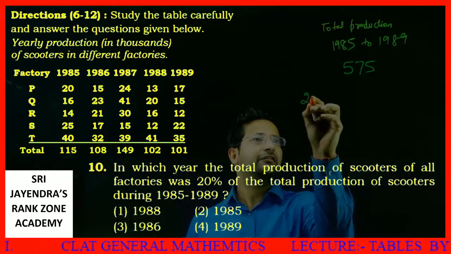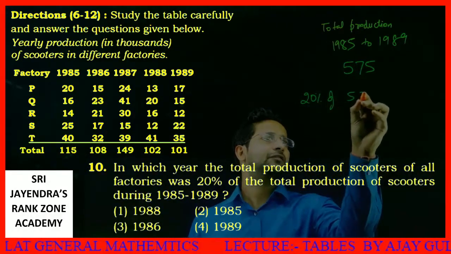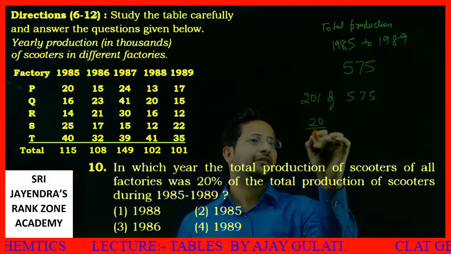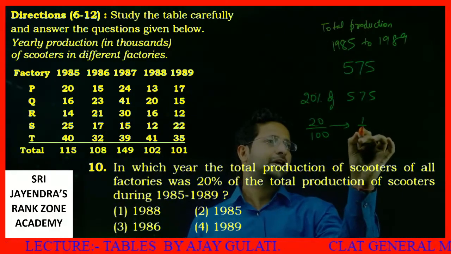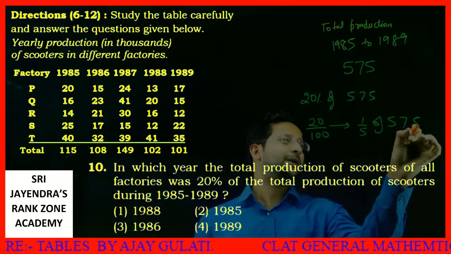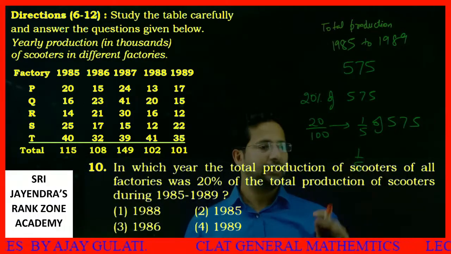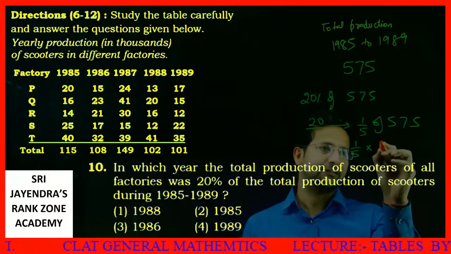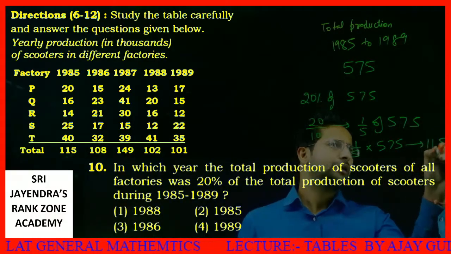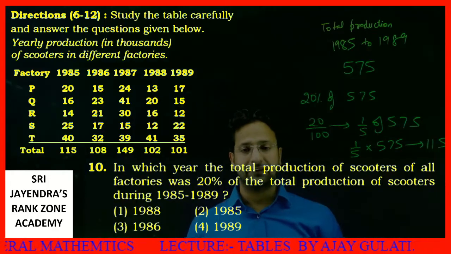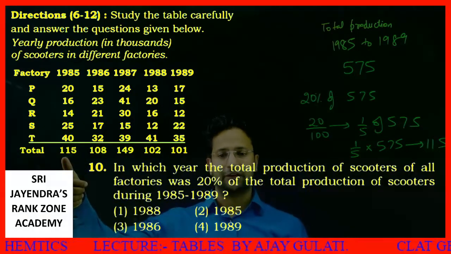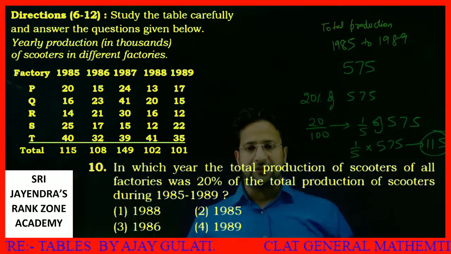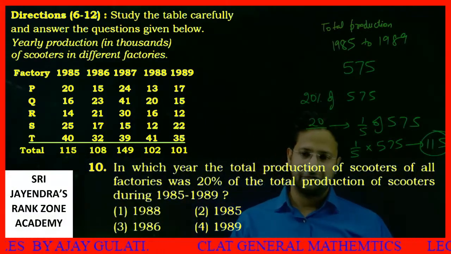Now we need to tell in which year the production was 20% of 575. See, 20% means 20 by 100 or 1 by 5. 1 by 5 of 575, we just did this particular thing only. It's only that the way we say the question has been changed, the rest of the question remains the same. This is 115. In which year is the production 115? This particular year. This is your answer. This is year 1985.